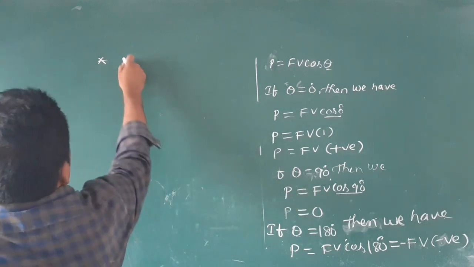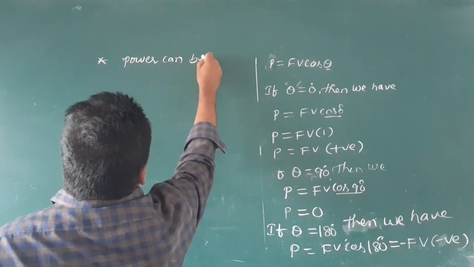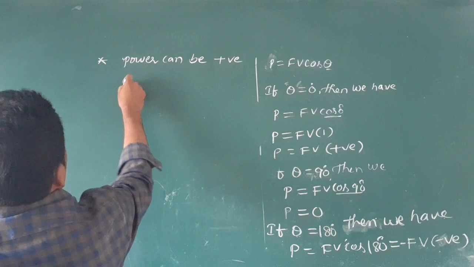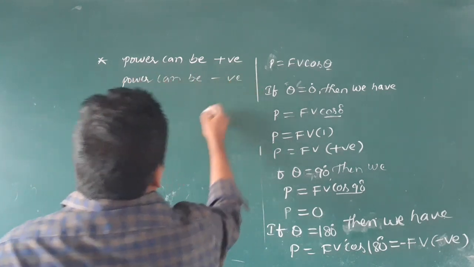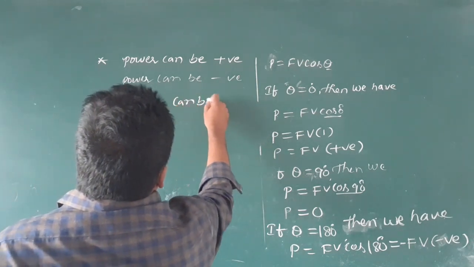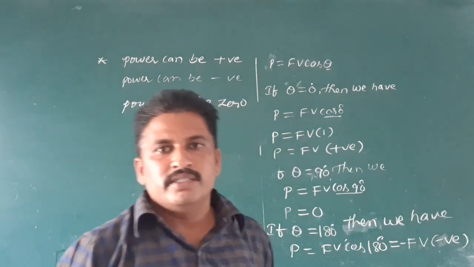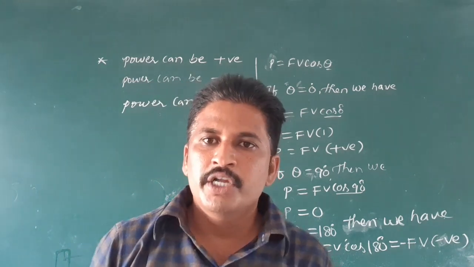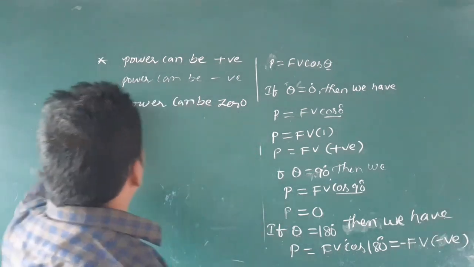See here, based on this expression, we can say that power can be positive, power can be negative, power can be 0 also, students. Power can be positive, power can be negative, power can also be 0, depending upon the angle between the force and the velocity, students.